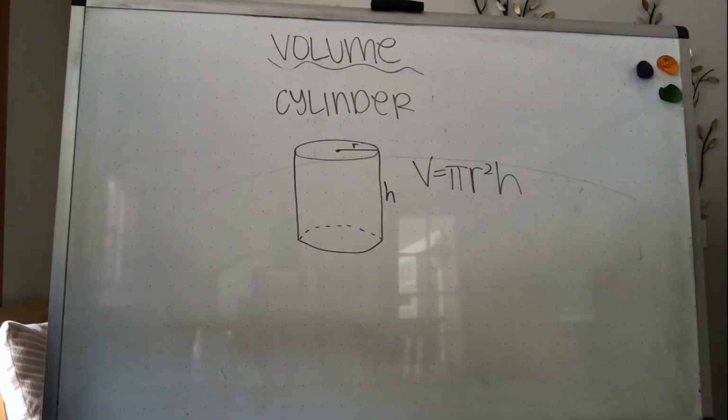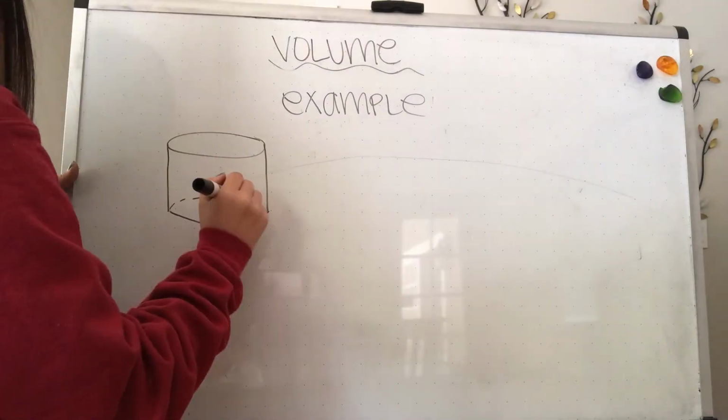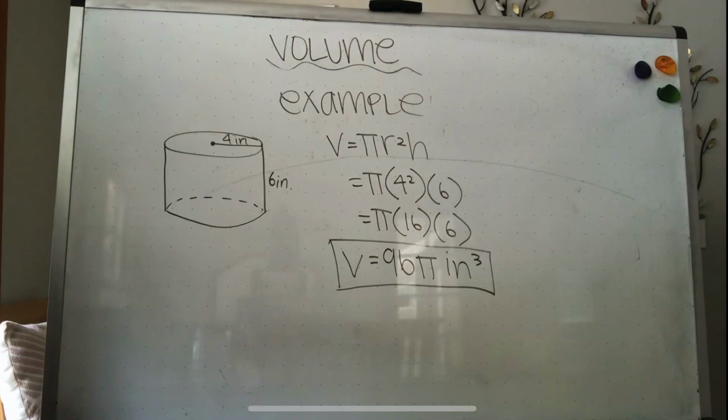Next, we have the volume of a cylinder. For this shape, the volume formula would be pi times radius squared times the height. For this example, we're going to plug in the radius and the height into the formula. So the formula with everything plugged in would be pi times 4 squared times 6. And the answer is going to be volume equals 96 pi inches cubed.